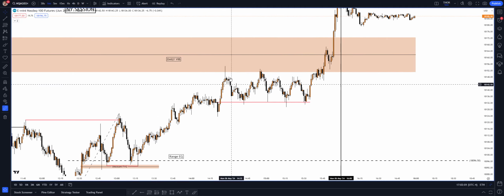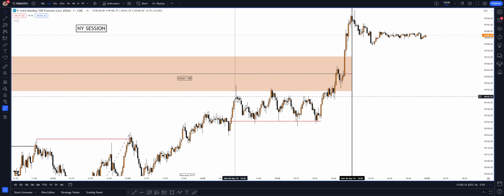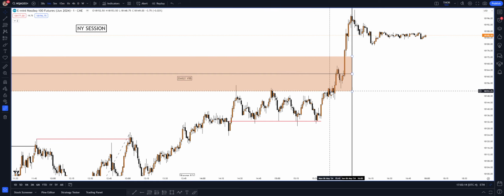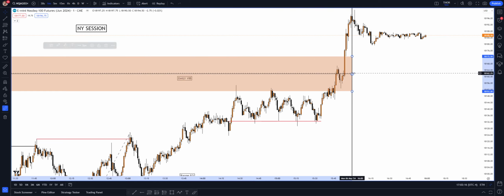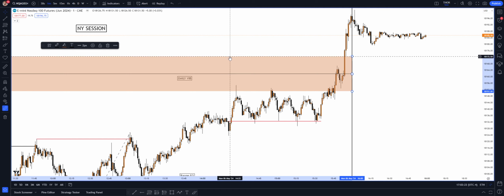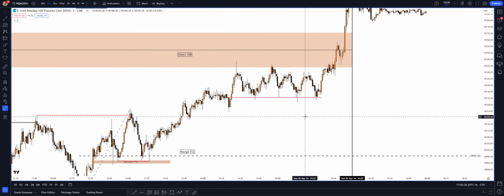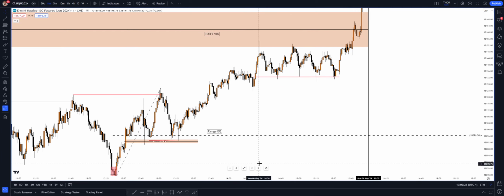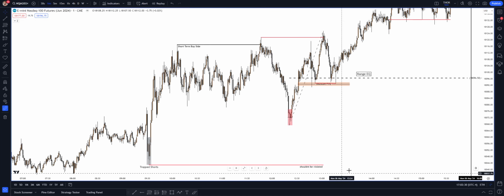So I would say the moment it touches the daily volume imbalance, I think that's when you should call it a day. Because you technically don't know if it's gonna invert the volume imbalance or not. Yeah, it did, but during the session, you don't know whether this one's the CE of the volume imbalance, the high of the volume imbalance, or the low of the volume imbalance. You don't know when it's gonna fail or if it's gonna fail. Okay, so overall, this is how it looks.